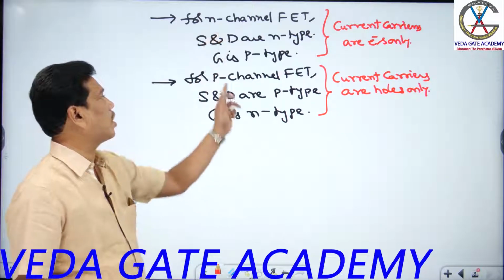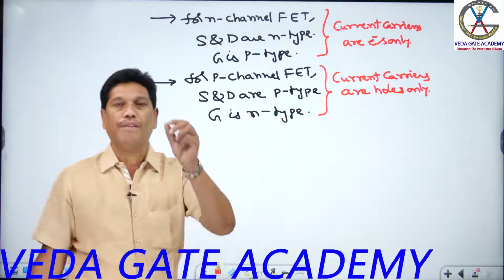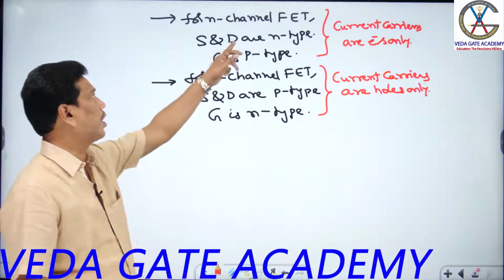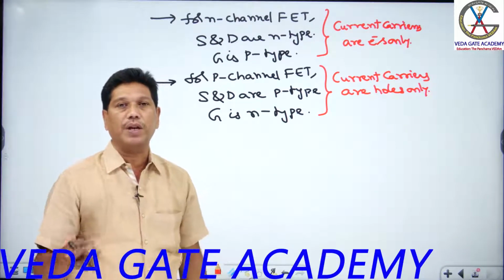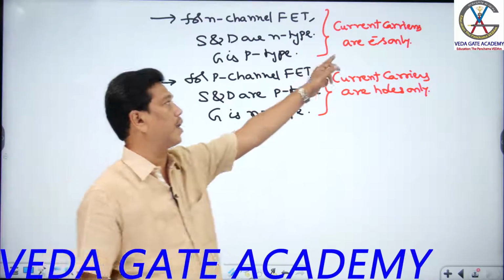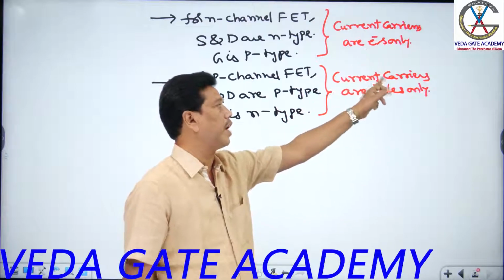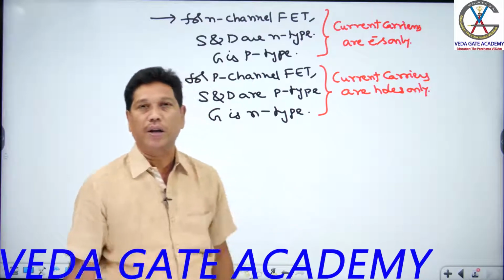So if I compare N channel FET and P channel FET, which is mostly preferred compared to the other one, I think that N channel should be preferred compared to P channel FET. The main reason is in N channel body, the current carriers are electrons, which have more mobility compared to the holes of the P channel body.